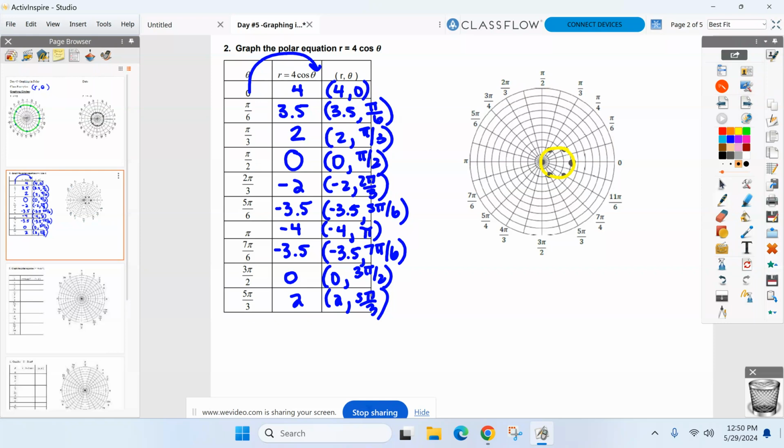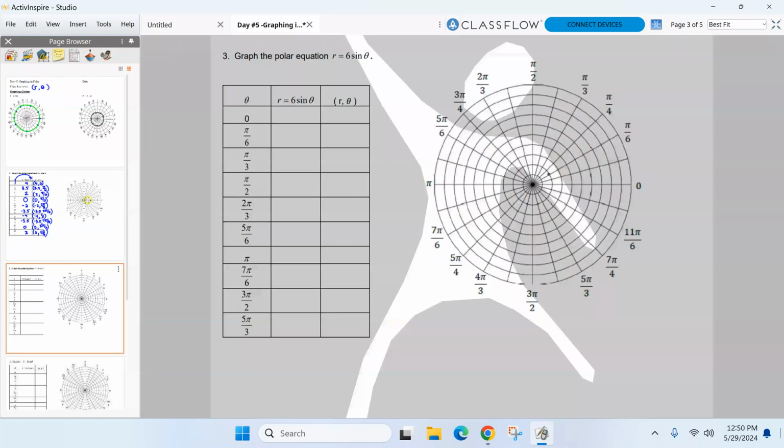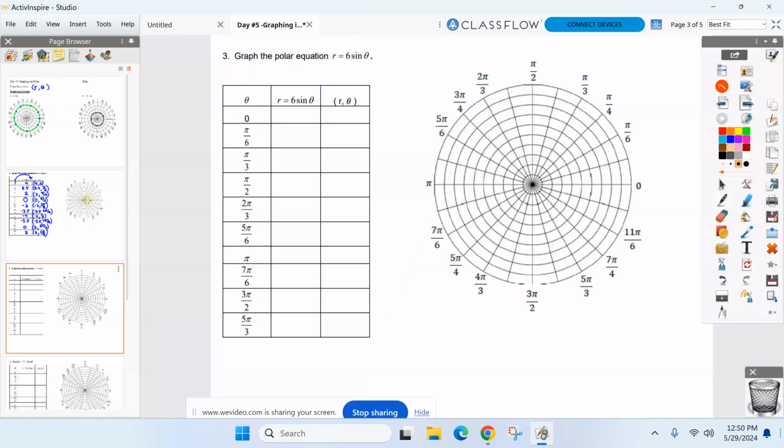So I go to this next one. Now I'm replacing it with a sine instead of cosine. So how is that going to differ? Well, let's graph it. I can guarantee you're still going to get a circle because any number times sine or any number times cosine is going to result in a circle. But watch how this circle is different.